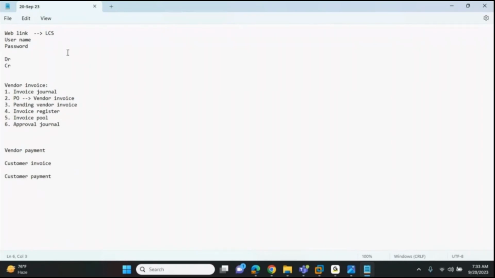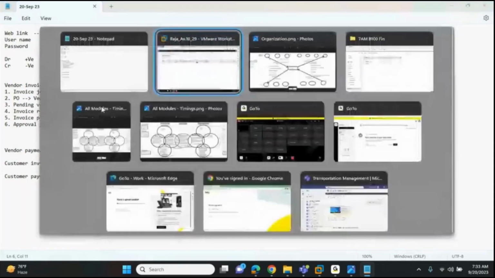Okay. So now we need to understand debit and credit. If you understand these two, you learn finance. If you want to understand commerce, you need to understand debit and credit. Debit means positive, credit means negative. Debit means positive, credit means negative.